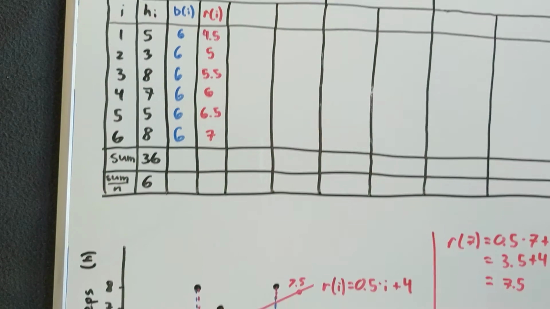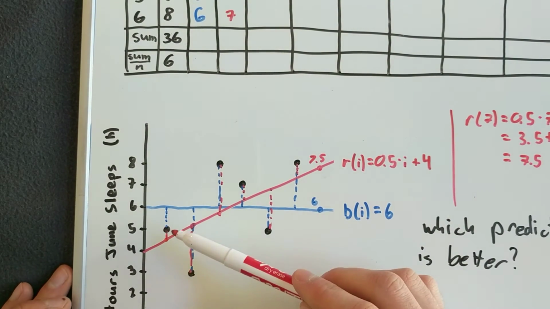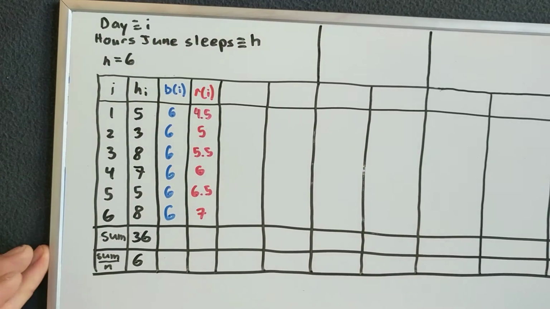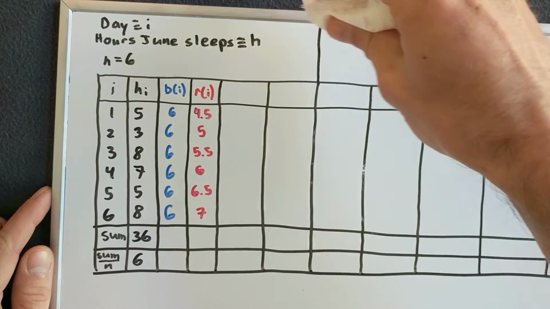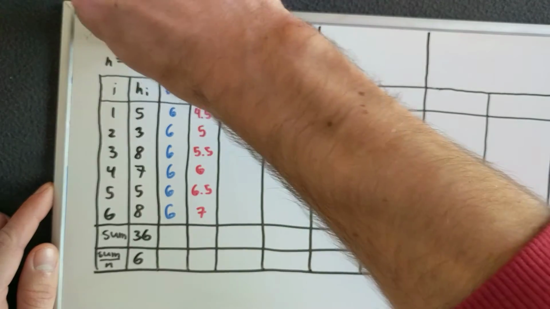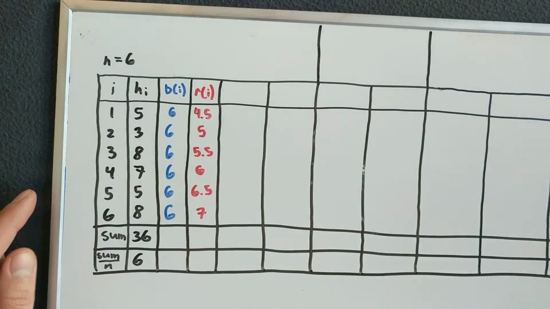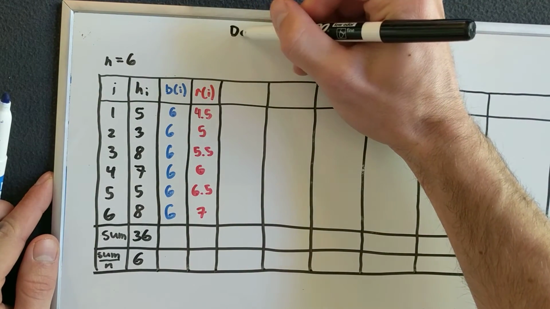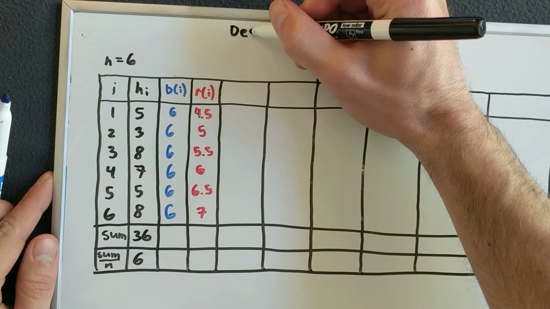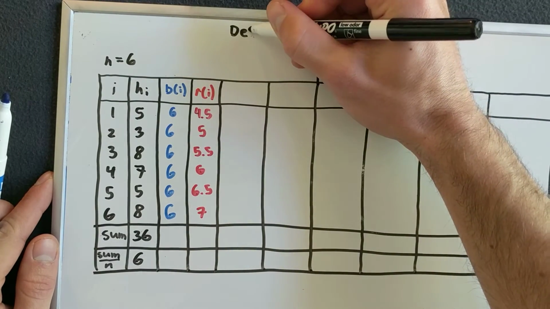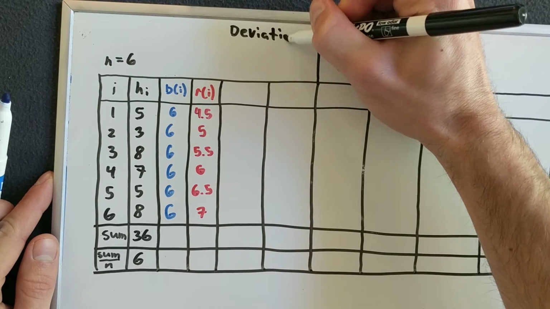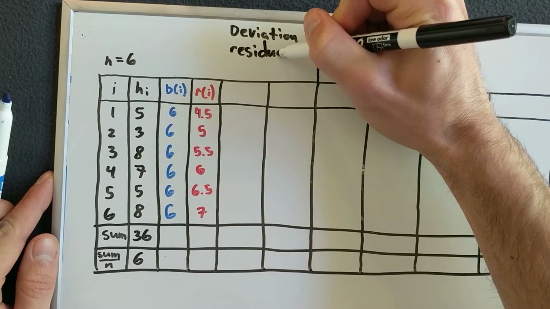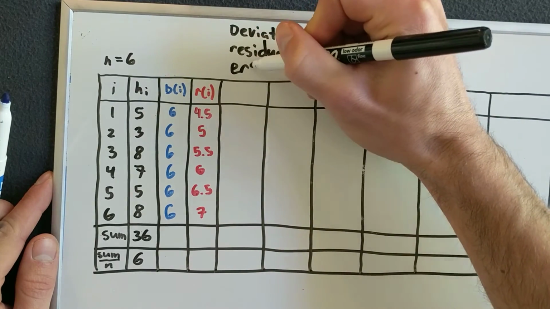So the next step is to calculate the distance from the point to each of these lines. And now this actually has a special name. You'll see this called different things in mathematics. When we were calculating the definition of variance, we used the term deviation. But you will also see this distance called the residual, and also sometimes you'll see it called the error.